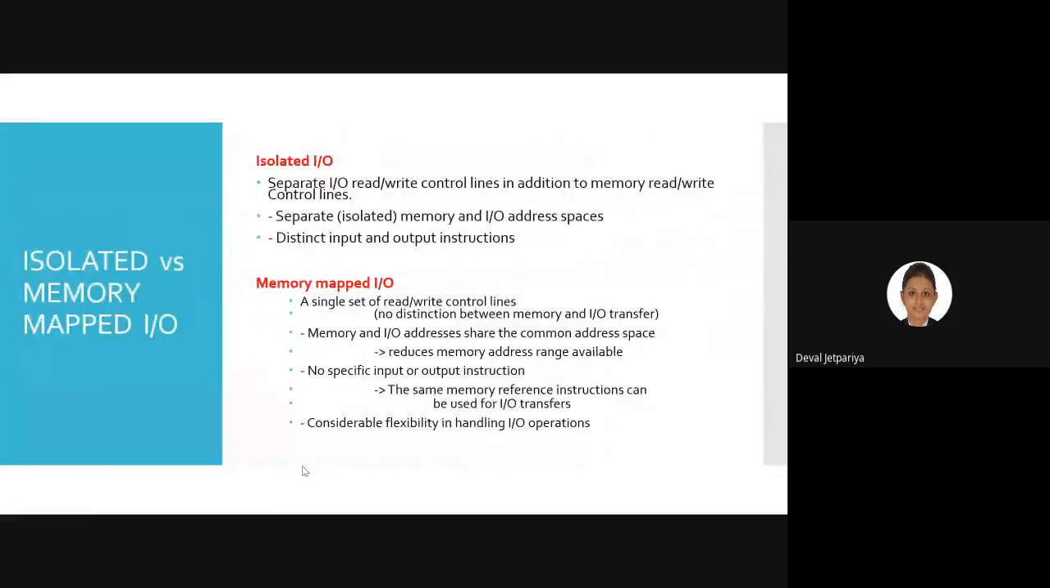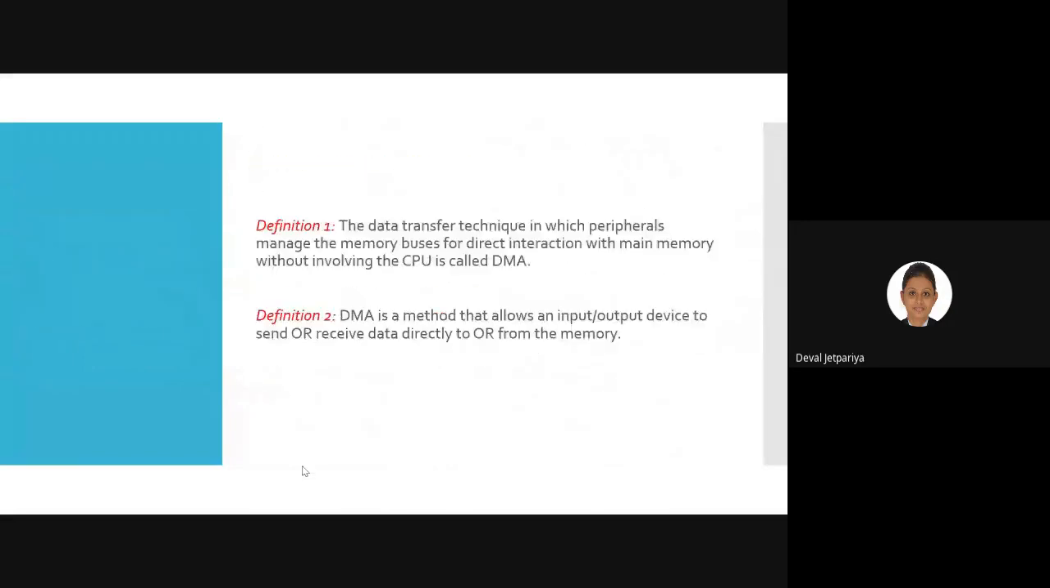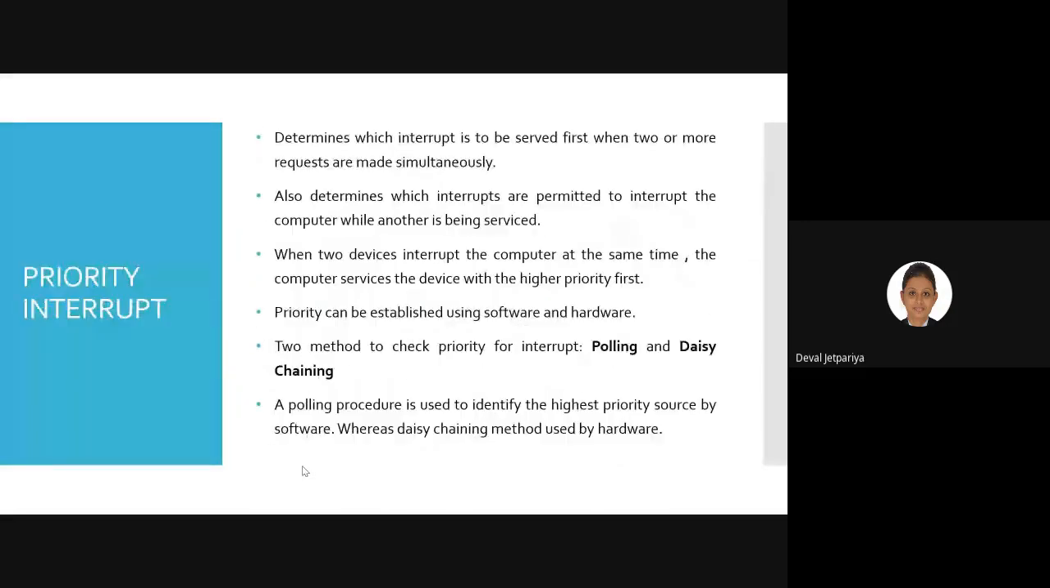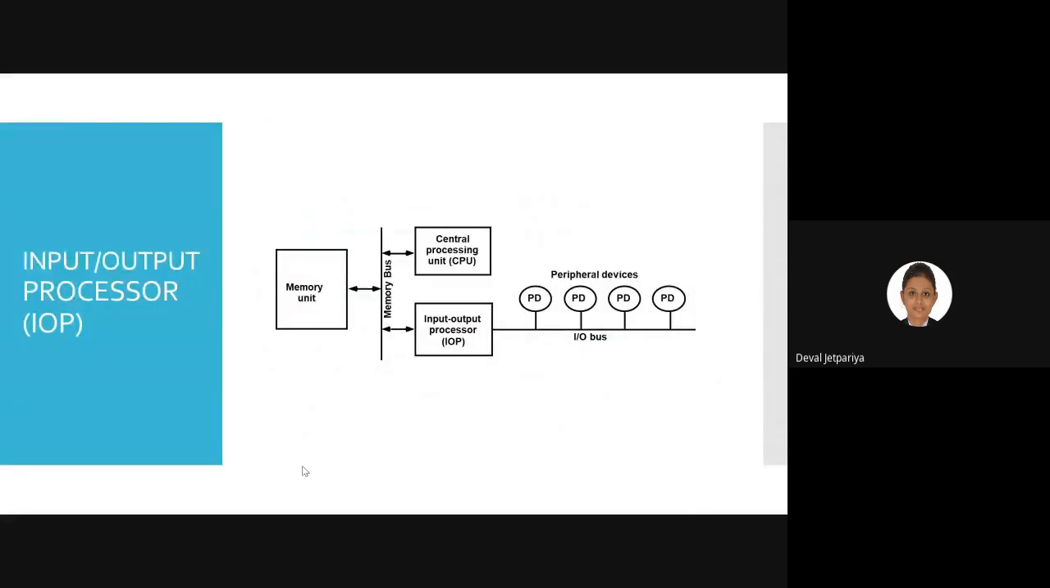So, in the last class, we had completed up to mode transfer as well as priority interrupt and two methods, polling and daisy chain, as well as we had seen the input output processor, IOP.